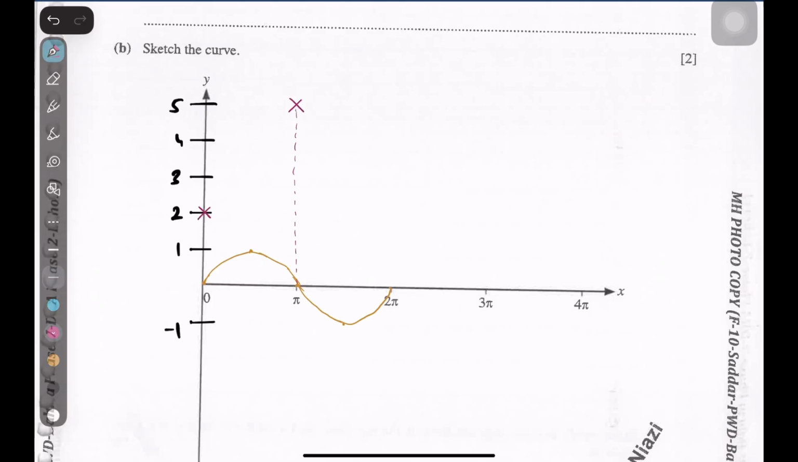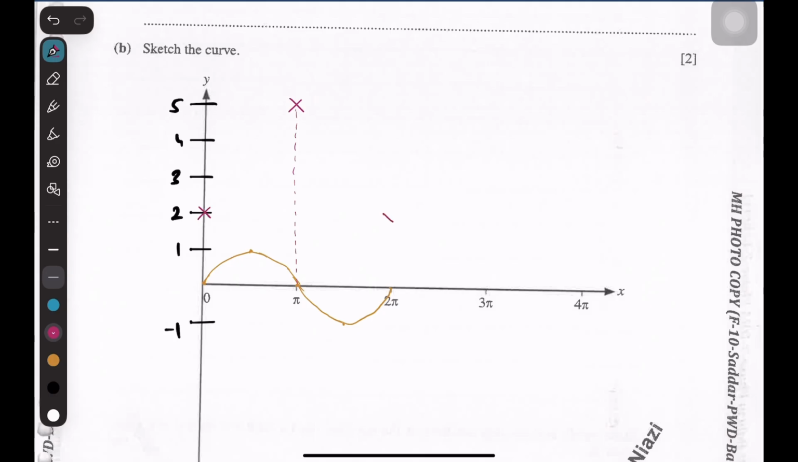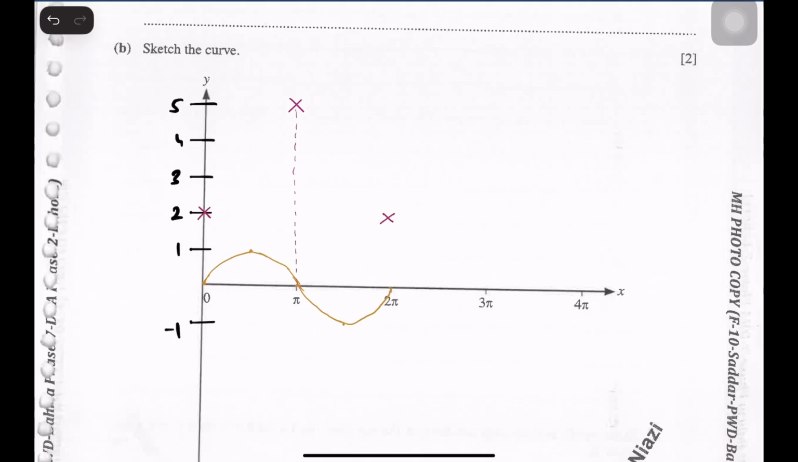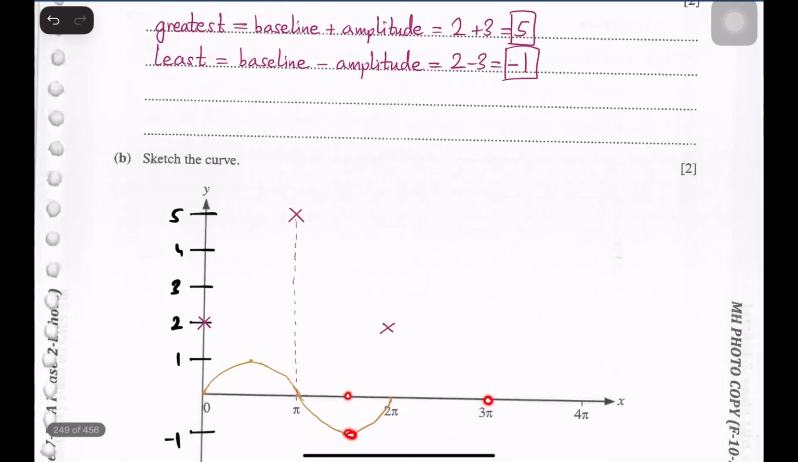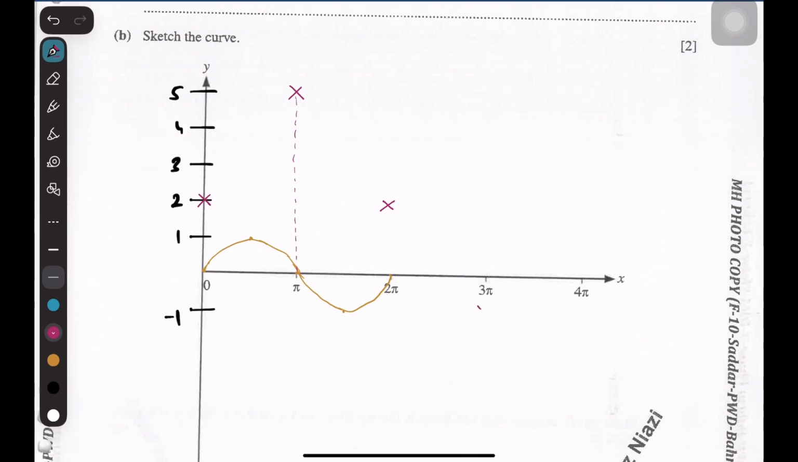Then the next point is 0 at pi. Again, our period has doubled, so this point has to be at 2 pi, and our baseline is not 0, our baseline is 2. So this point will be at 2 pi comma 2, somewhere over here. Then our next point on the basic graph is -1 at 3 pi by 2. Our period has doubled, so it will now be at 3 pi, and this is the minimum point. Our minimum point is going to be at -1, so it's going to be 3 pi comma -1, somewhere over here.